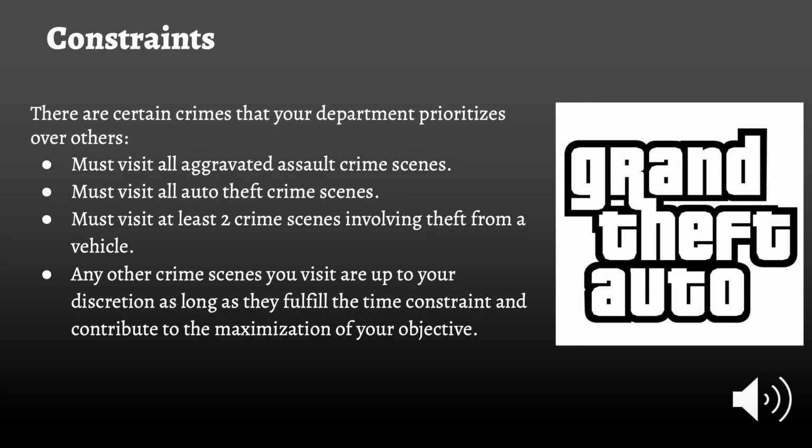For our constraints, there are certain crimes that our department prioritizes over others. We must visit all aggravated assault crime scenes. We must visit all auto theft crime scenes. We must visit at least 2 crime scenes involving theft from a vehicle, and any other crime scenes we visit is up to our discretion as long as they fulfill the time constraint and contribute to the maximization of our objective.